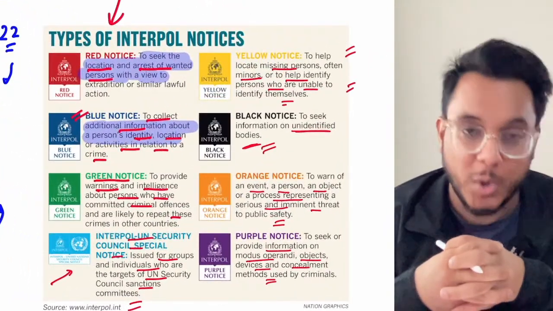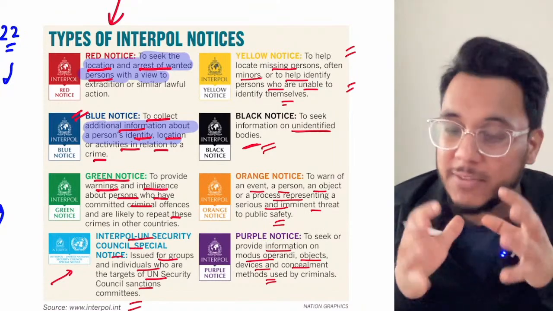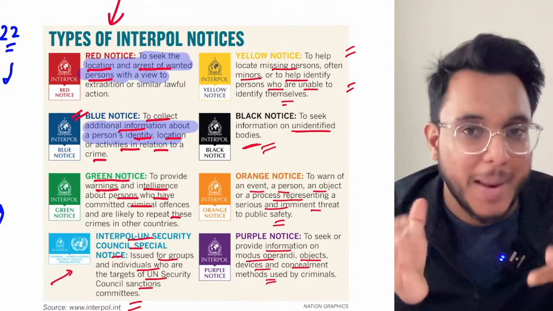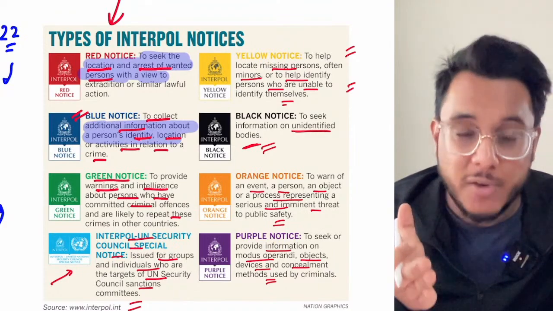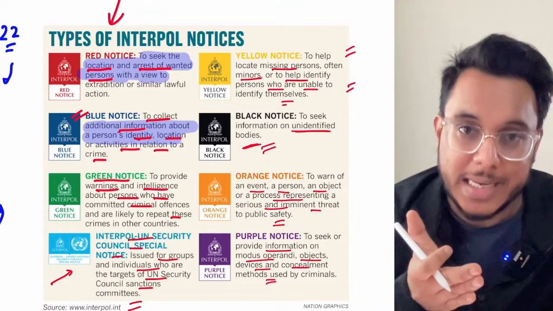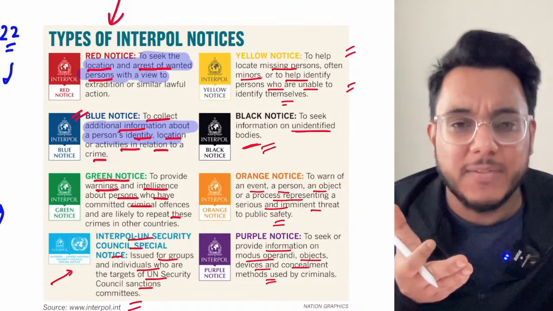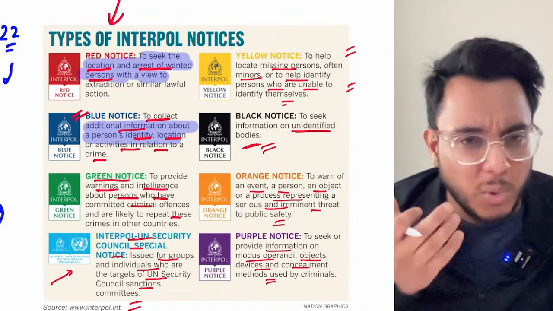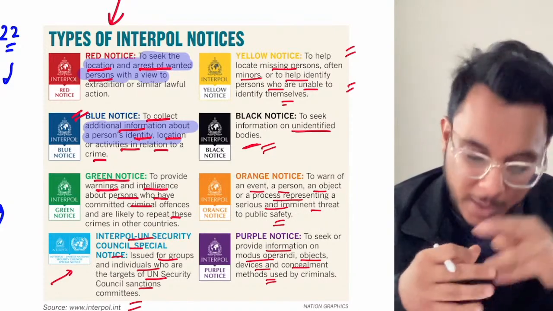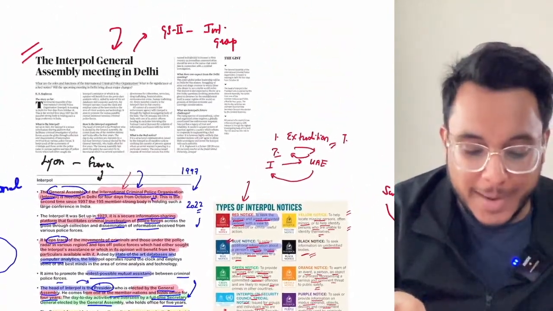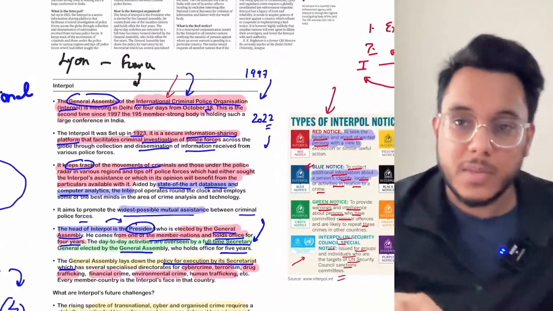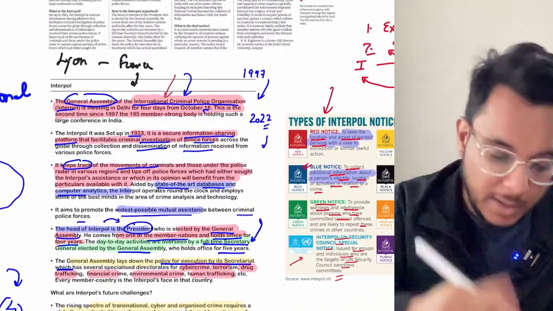Red notice, blue notice, green notice. And for many years now, questions have been expected on the Interpol because many fugitives have run from India to other countries, starting from Vijay Mallya, Nirav Modi, and many times these notices come into the news. So please keep it in your mind. In the prelims also, such a thing can be important. So that is all, guys, about this particular article.